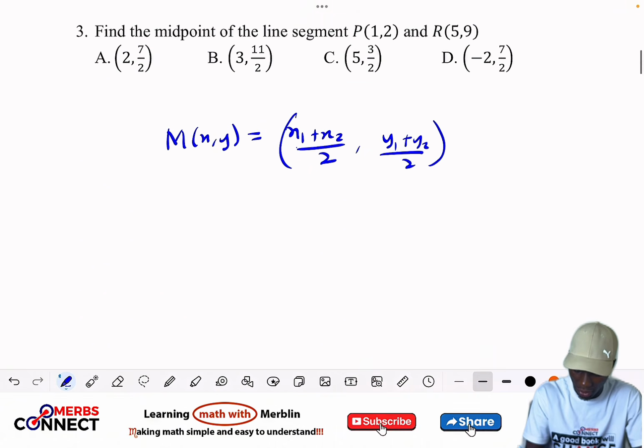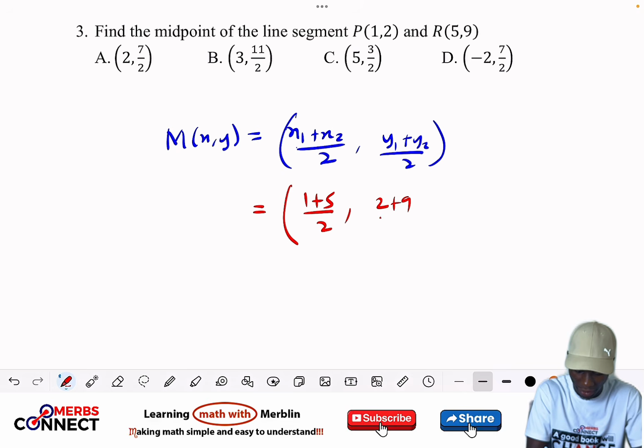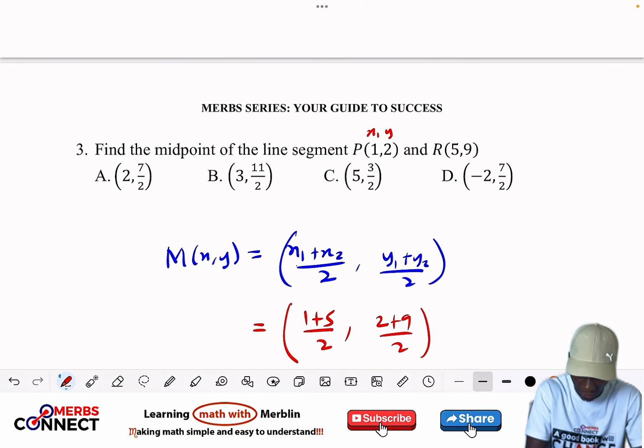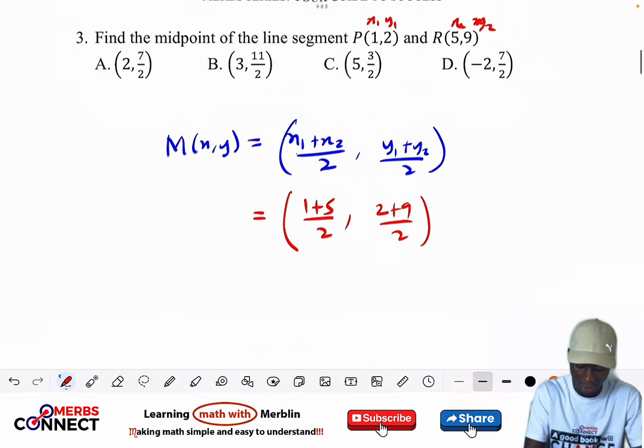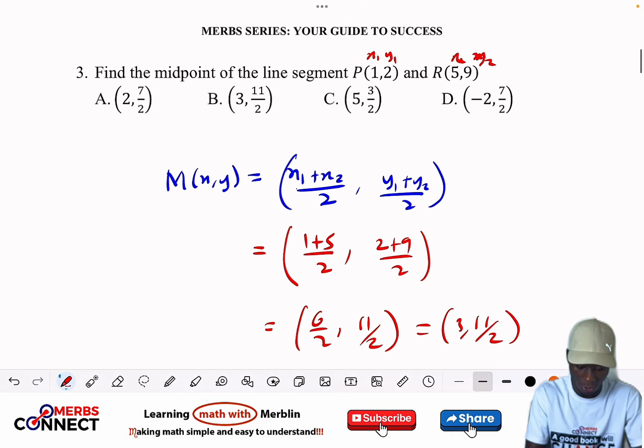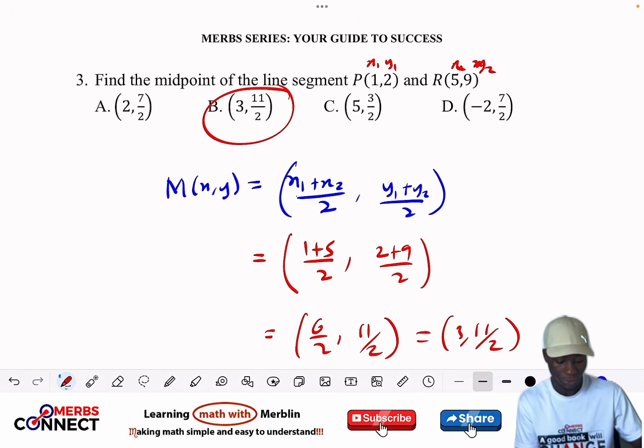Very quick one. And then we are going to have (1 + 5) divided by 2, and then (2 + 9) divided by 2. So what did I do? I picked this one as my x1, then this one will be my y1, x2, and this one will be my y2. Just plug them in. So we are going to have 6 divided by 2, 11 divided by 2, which is the same as 3, 11 divided by 2, which is very quick from here.